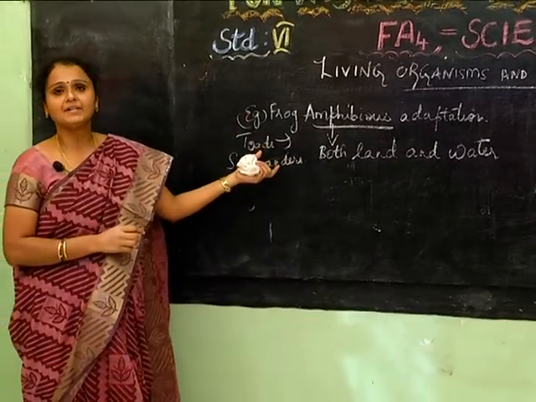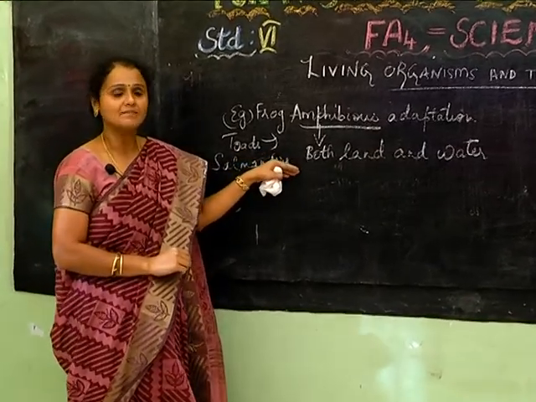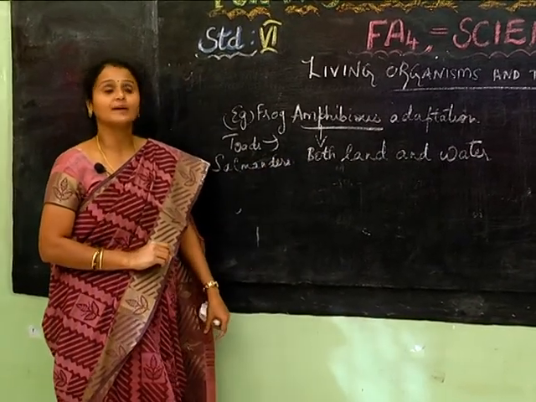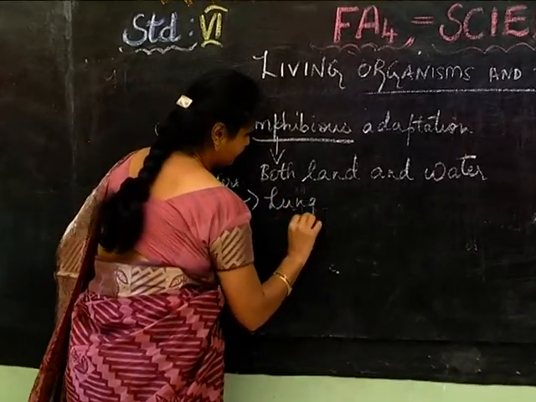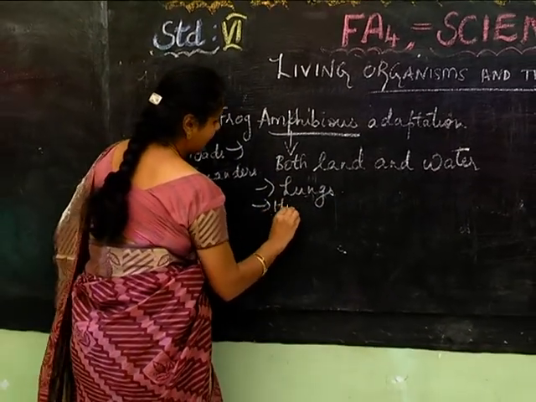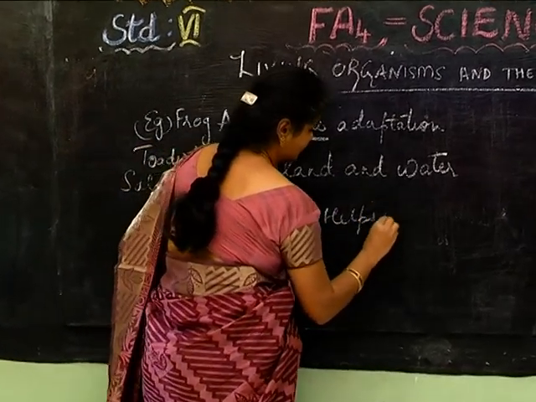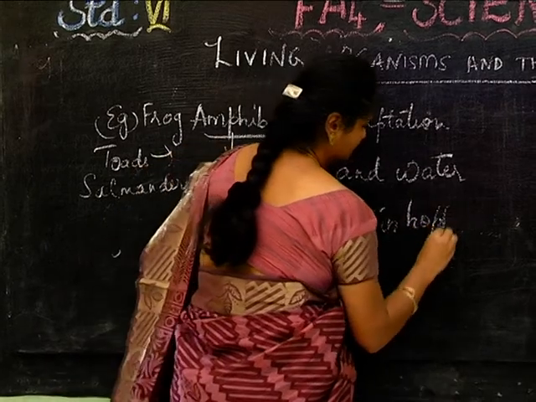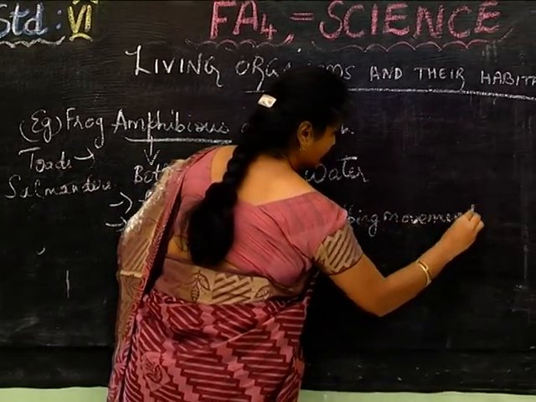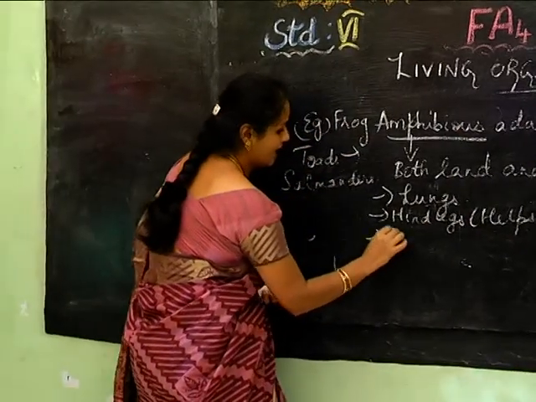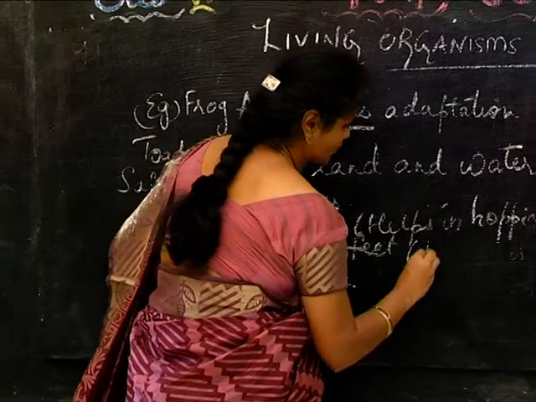We are going to see the adaptive features in the frog. Usually the frog's adaptive feature is that it is slimy and moist, which helps them in respiration. The respiratory organ in the frog is lungs. They have hind legs which help in hopping movement. And they have webbed feet which help in swimming.